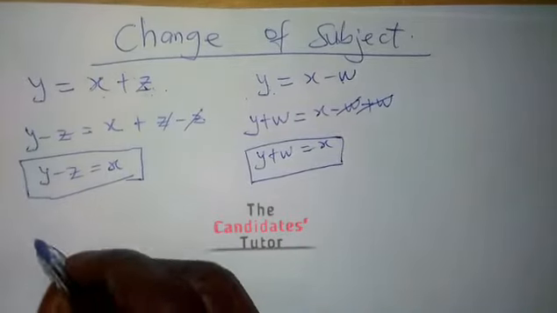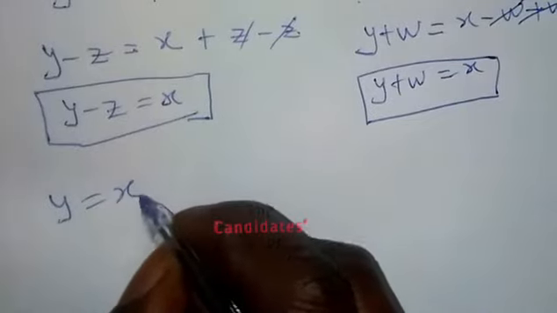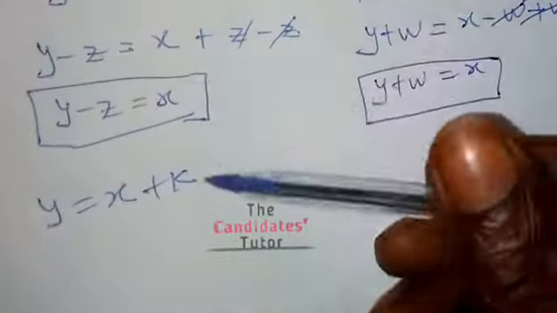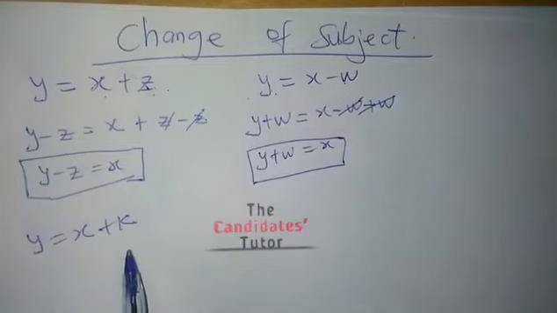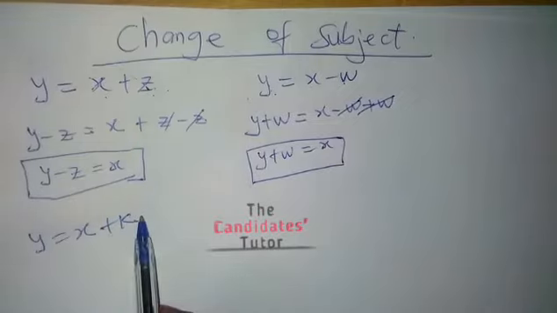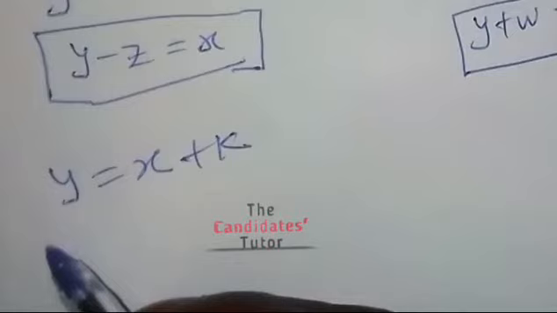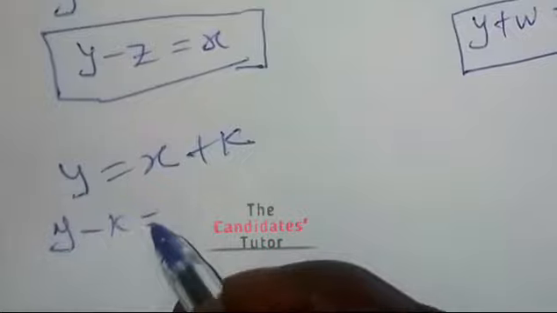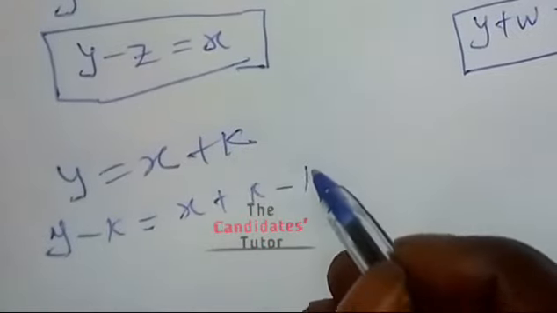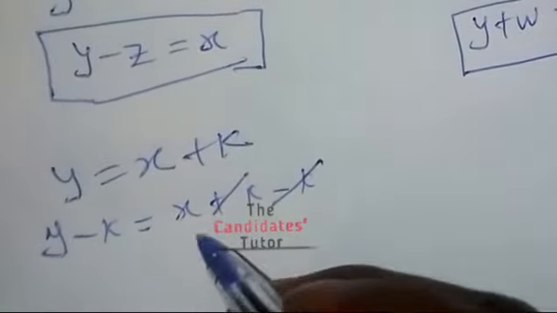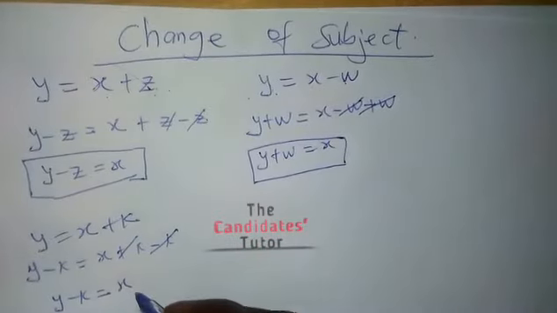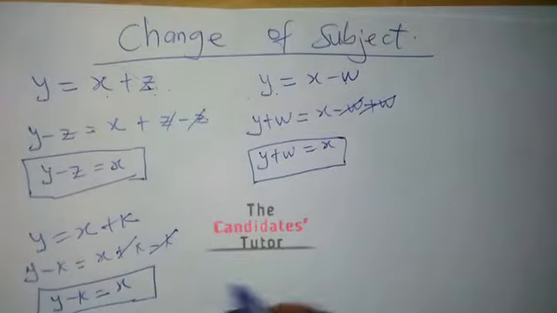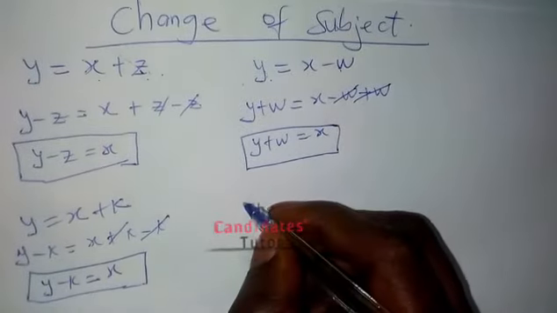Okay, let's try another one. Very quick. So you have y is equal to x plus k, which is almost similar to this one. So basically we're just going to subtract k from both sides because we are adding. So if we subtract k from both sides, we have y minus k is equal to x plus k minus k. So this and this cancel out. Then we have y minus k is equal to x. Okay, so this becomes the final answer. Let's try the next one.